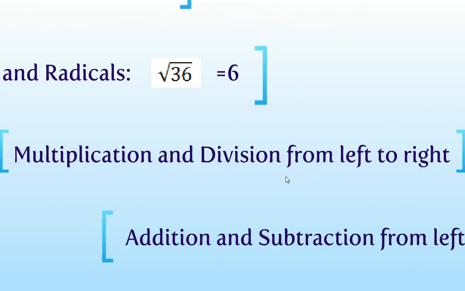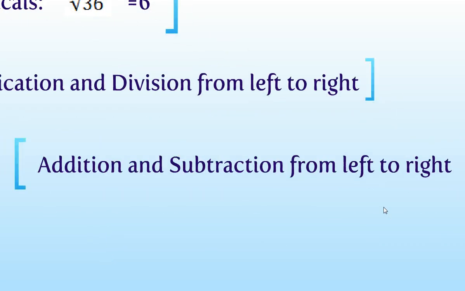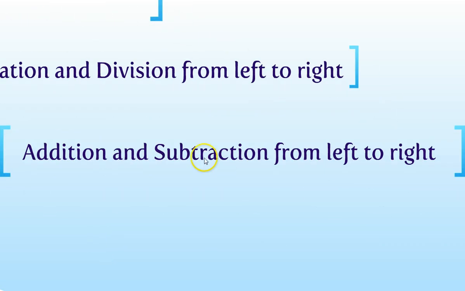Multiplication and division is an exception. We don't do all the multiplication and then all the division. Instead, we find all the multiplication and division together and we do them from left to right. The same is true for addition and subtraction. We find all the addition and subtraction and we solve them from left to right.